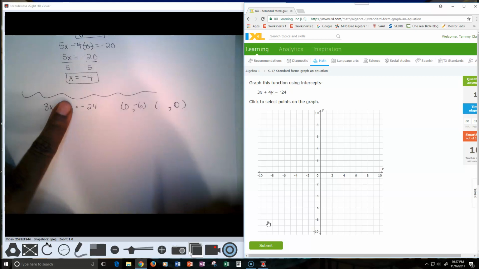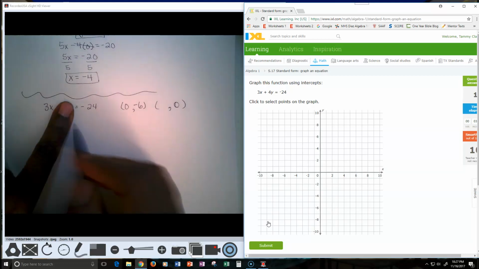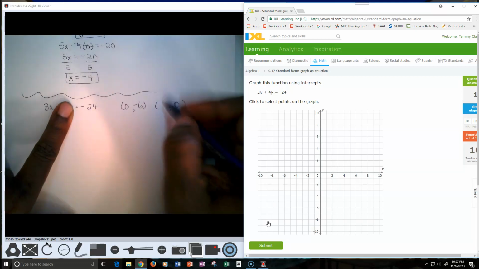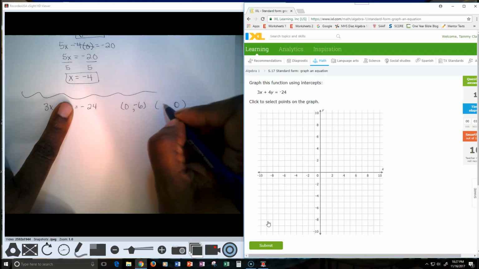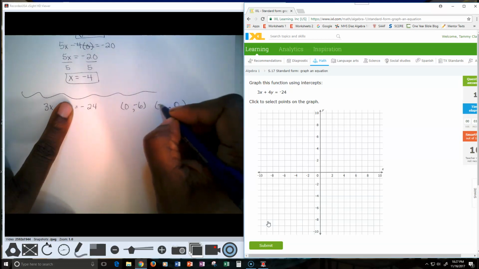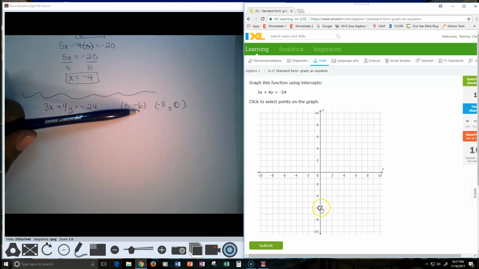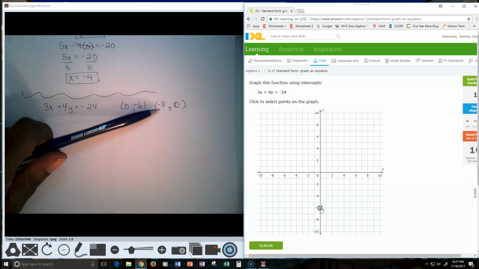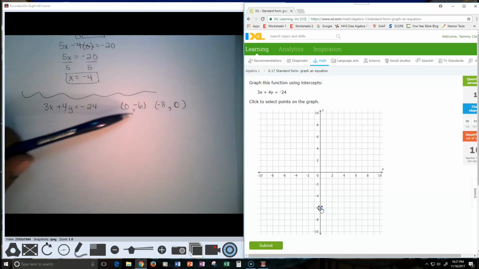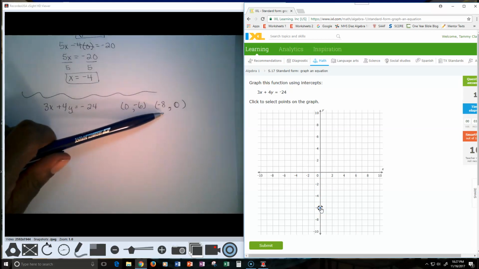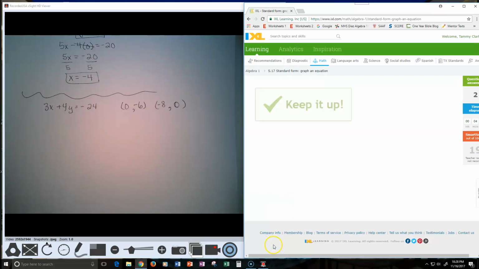Then I'm going to cover up my y, make my y 0. 3x is equal to negative 24. Well, dividing both sides by 3, negative 24 divided by 3 is negative 8. Now let's graph. So I'm at 0 as my x-coordinate, negative 6. Click. That was my y-intercept, excuse me. Then for my x-intercept, I'm going to go over here to negative 8, 0, click. We're done.